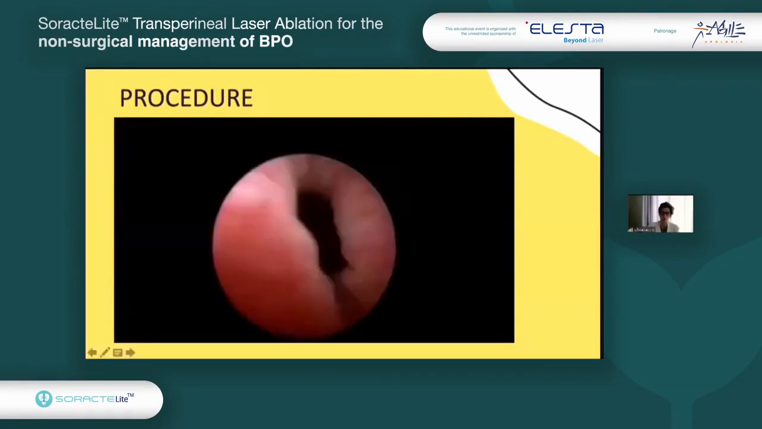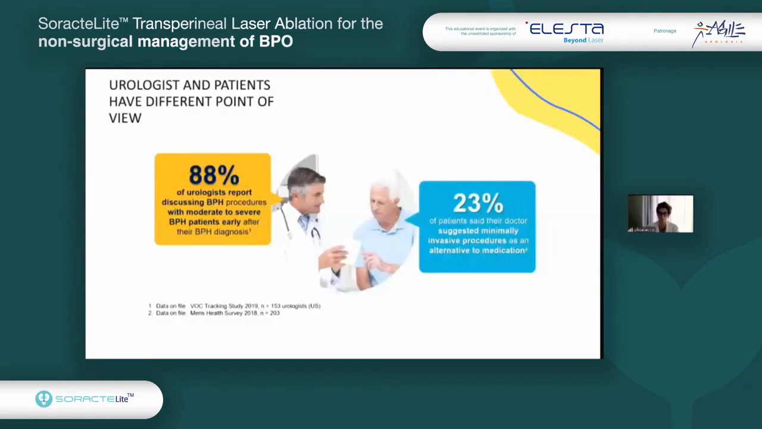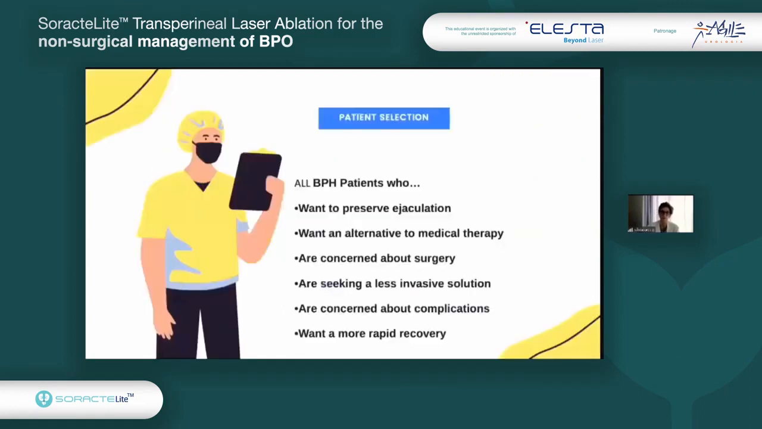channel. So after this, we have to keep in mind that Urolift is a very minimally invasive option. So when can we think about this procedure for a patient? Let me illustrate the patient selection. All BPH patients who are keen to preserve ejaculation can be treated with Urolift. Also, patients who want an alternative to medical therapy, are concerned about surgery, don't want to undergo the procedure under spinal or general anesthesia, or are looking for something not invasive at all, or are concerned about complications.